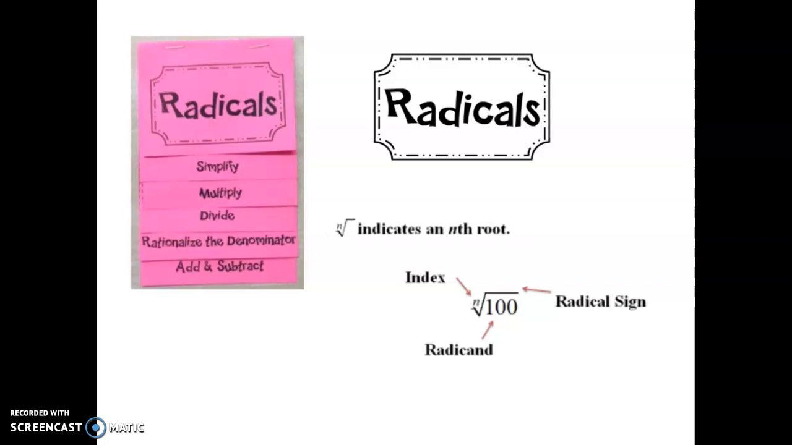It's in your ISN, probably page 72. You have to cut the sheet into 3 equal pieces, and then you fold it so you can see the words simplify, multiply, divide, rationalize, add and subtract, and then a staple at the top if you haven't already made your foldable. So what are radicals?